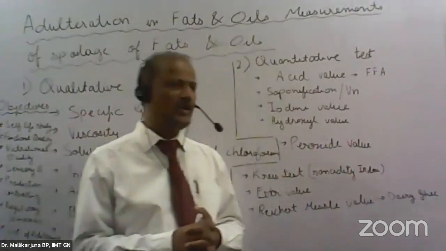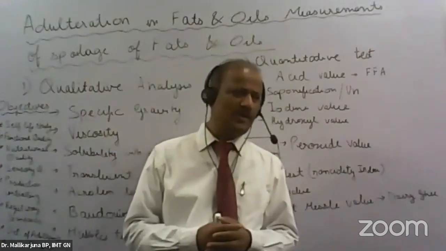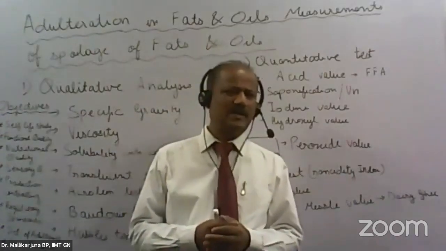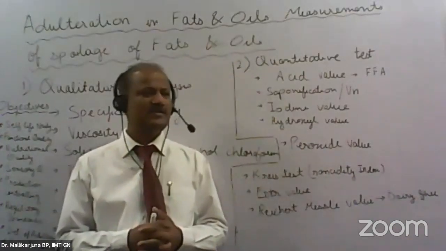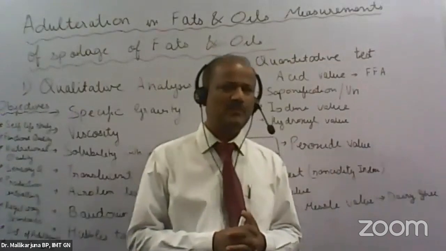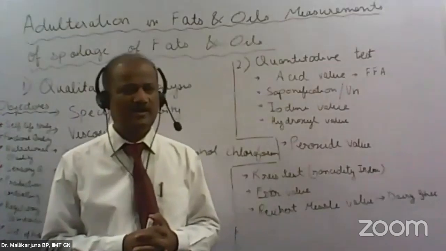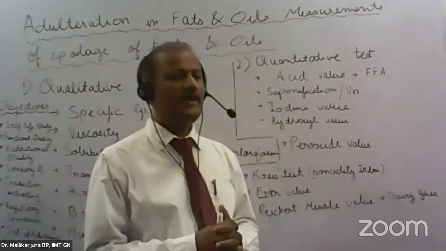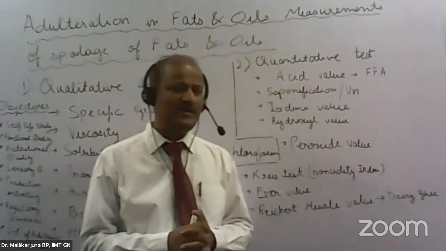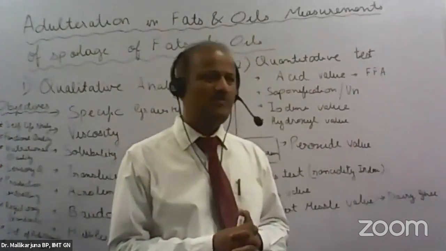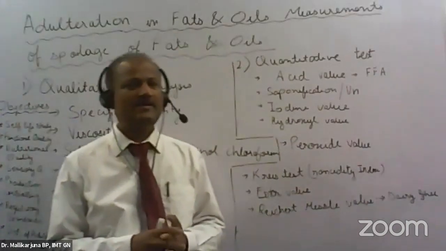To find sesame oil, just take a few ml of oil, add hydrochloric acid containing sucrose or furfural, and keep it aside for 5 minutes. The presence of rose red color in the acid layer indicates that sesame oil is present in the oil and fat. So if sesame oil is present in the ghee, or what we say desi ghee, that is an adulterant.